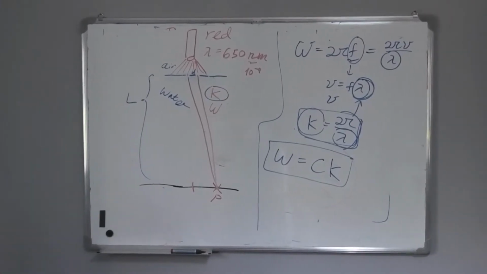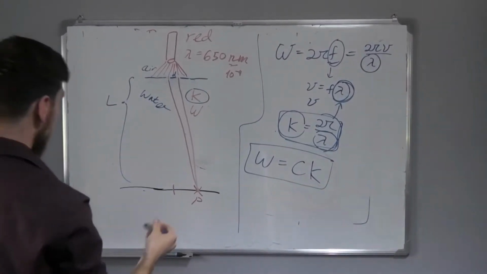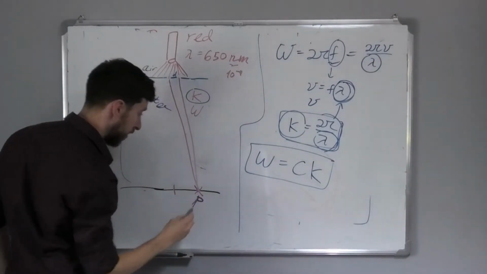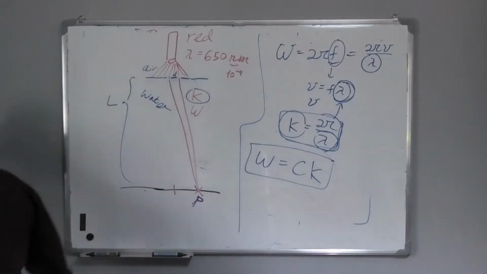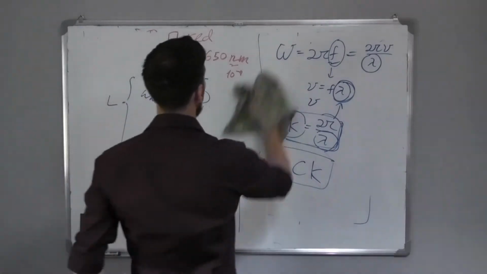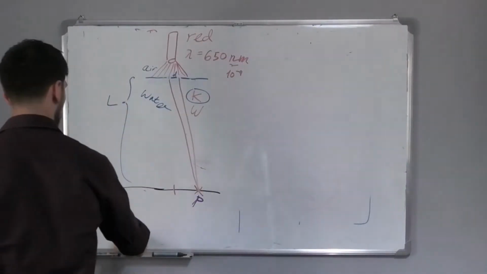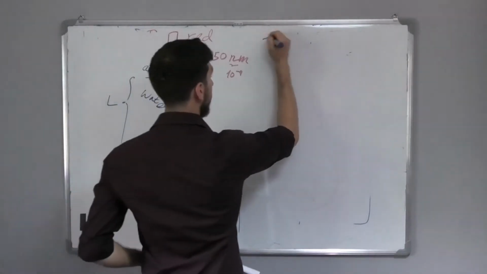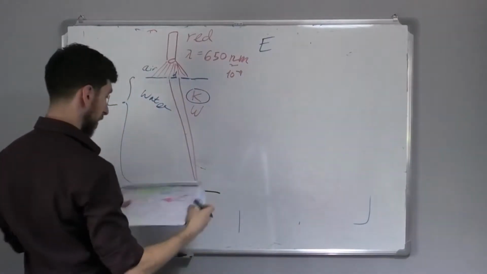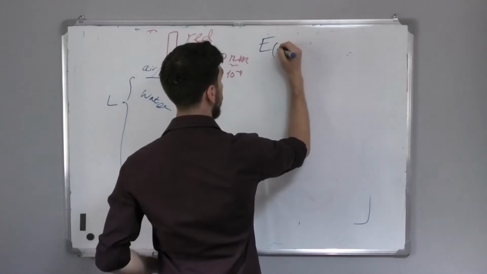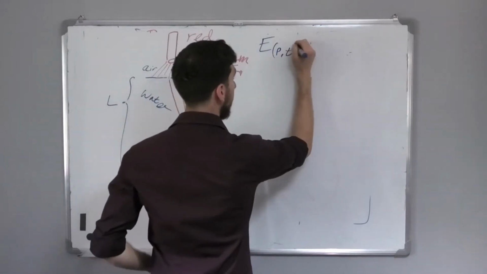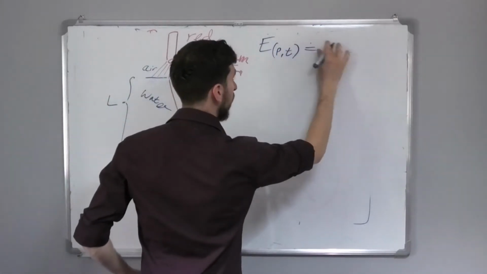Sorry about that. What is the electric field at that position, at P? Okay, that's really interesting, so let's talk about that. So what is E over there? So E at location P, at any time, is equal to what?